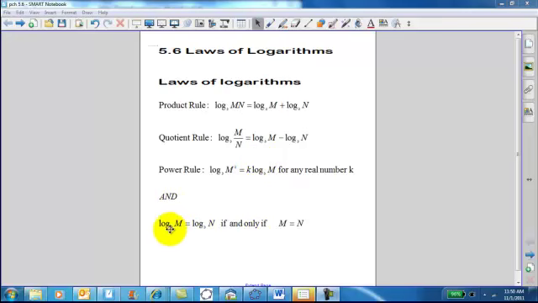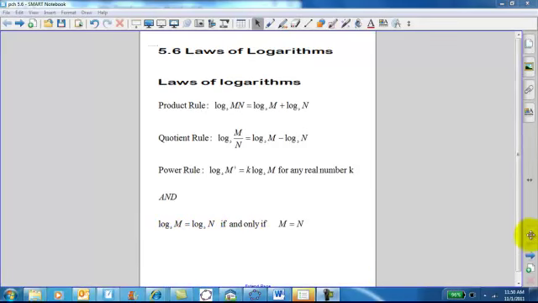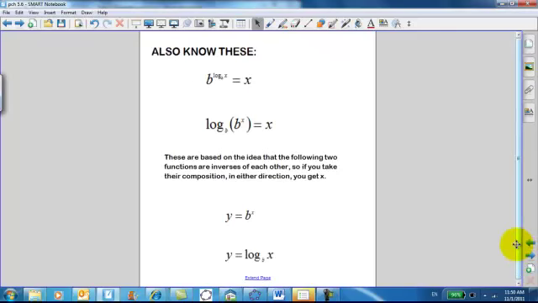And this idea that basically you can undo the logs if it's the same base. Log base b of m equals log base b of n if and only if m equals n. Also, we've got these variations. b to the log base b of x equals x, and log base b of b to the x equals x. These are based on the idea that these two functions are inverse functions of each other. So when you nest them within each other and put b to the x inside the log base b function, it'll end up undoing each other and you're back to x.